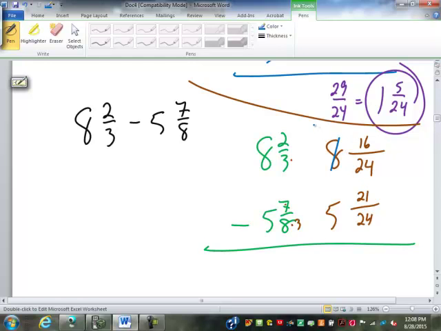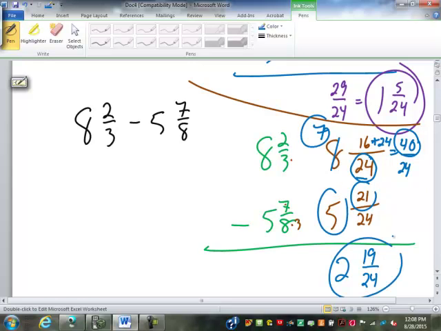We're going to have to borrow. This is going to become a 7. What's this going to become? 40. The one we borrowed has 24 pieces. The denominator tells us how many pieces. So 16 plus 24 is 40 24ths. So now it is 40 minus 21 is 19 24ths. 7 minus 5 is 2.